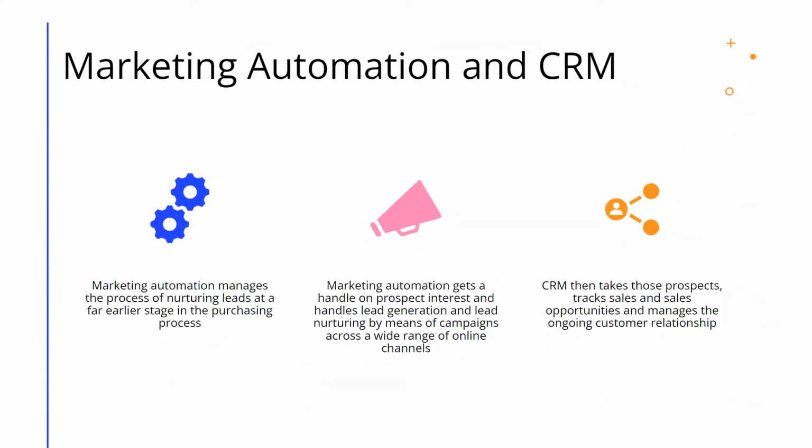Marketing automation manages the process of nurturing leads at a far earlier stage in the purchasing process. Marketing automation gets a handle on prospect interests and handles lead generation and lead nurturing by means of campaigns across a wide range of online channels. So guys, marketing automation and CRM will work hand in hand. Like we have Salesforce Sales and Service Cloud, we have Marketing Cloud. Marketing Cloud is for marketing automation. Sales and Service are part of CRM. So hand in hand, Sales, Service, and Marketing Cloud will work to provide a complete CRM solution for our customers.